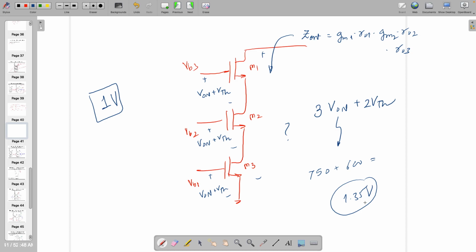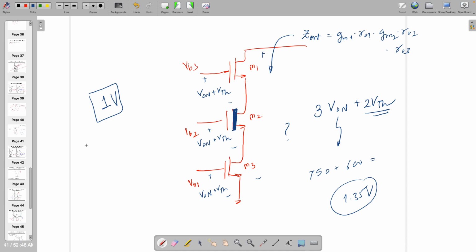That stopping depends on you as a designer. You have to find out. Sometimes some people tune VTH also. Sometimes some people take this particular notation, the meaning of this particular notation.